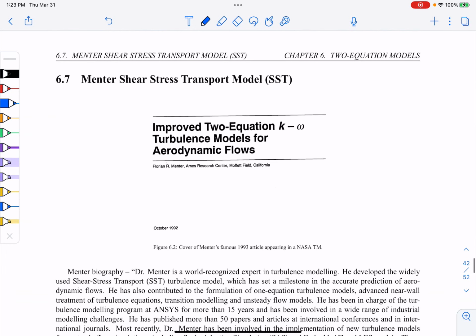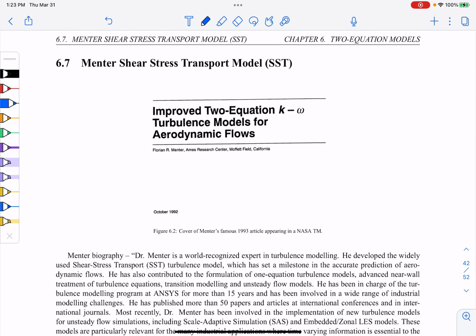And not only did he create this blended model, but he also tracked an extra variable. So he blended the K epsilon model and the K omega model, and he tracked Reynolds, just one component of Reynolds stress. Why? Because that's what Johnson-King did. And so he added the minimal amount of computational work to capture the benefits of K epsilon, K omega, and tracking Reynolds stress.